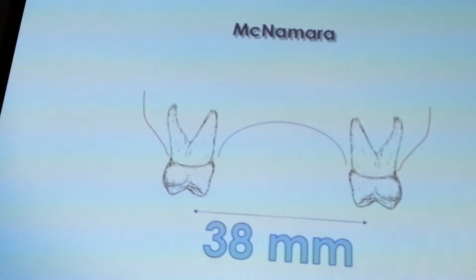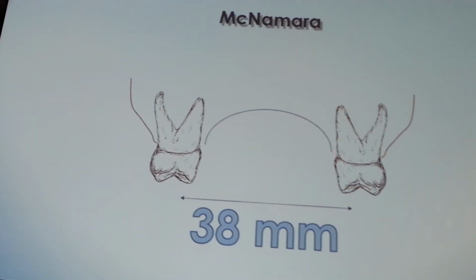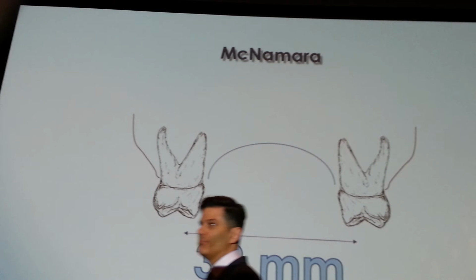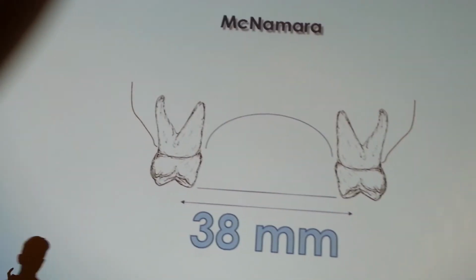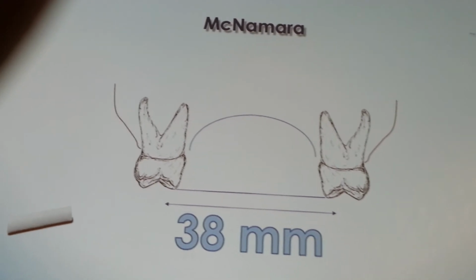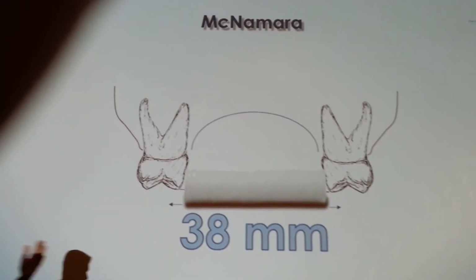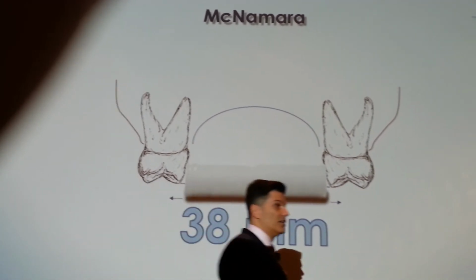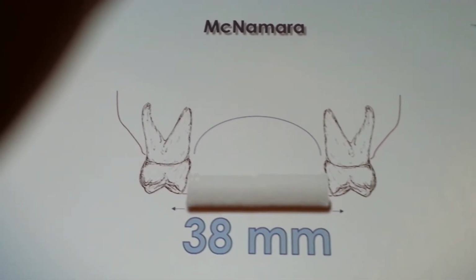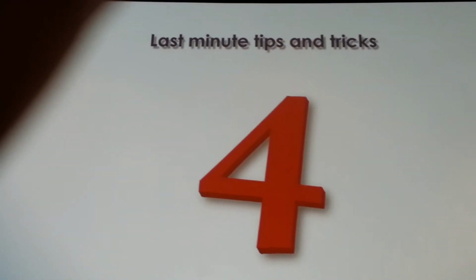Number 3. We talked about the expansion, we talked about the 38 millimeters, and sometimes how can we easily measure that? Well, your cut and roll are 37 to 38 millimeters. So if you want to have a good idea, just take one, put it between the teeth, and you will see, do we really have a big difference there? It gives you rapidly an idea of the width of your palate.